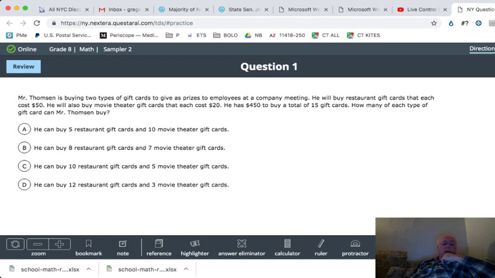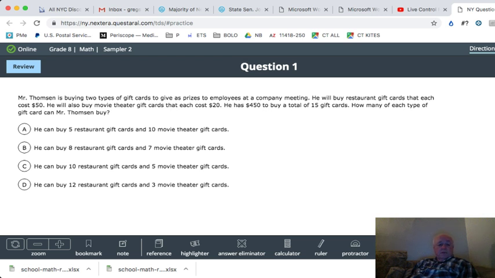Mr. Thompson is buying 2 types of gift cards. Let me just see if this is running. It looks to be okay. Mr. Thompson is buying 2 types of gift cards to give as prizes to employees at a company meeting. He will buy restaurant gift cards that each cost $50. He will also buy movie theater gift cards that each cost $20. He has $450 to buy a total of 15 gift cards. How many of each card?